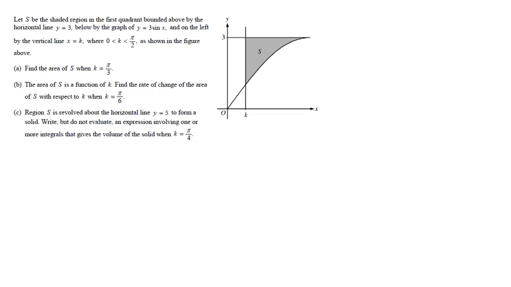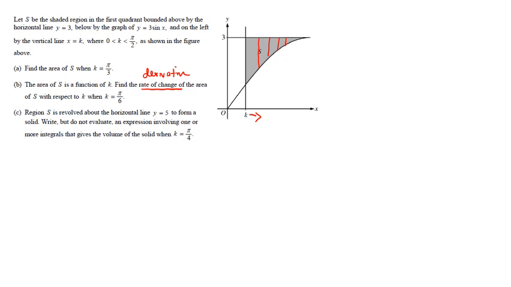Okay, part B is probably the hardest part of this question. It says that the area of S is a function of k. So what that means is that as k changes, the area of S changes. And I think that should make sense to you, because if we made k go this way and made k a bigger number, then the area of S is going to be decreasing. So the area of S is a function of k, and the question wants us to find the rate of change. Well, I know that rate of change means the derivative.